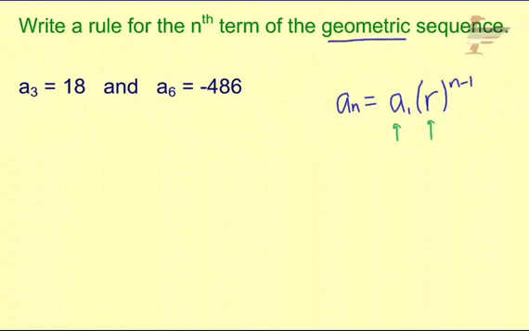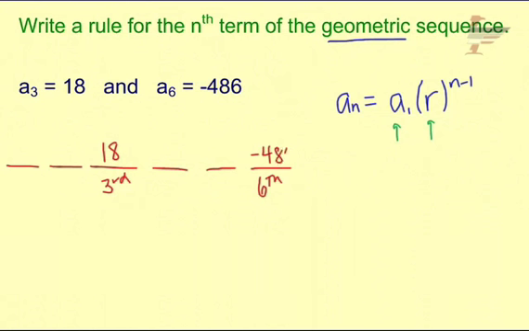So we look over here at what we know about our sequence, and we don't know the two things we need. They didn't give us the first term or the common ratio, so we have to find both of those. Now, there's a nice shortcut that works for this, and let's just talk about what this is going to look like. We know our third term is 18, and we know our sixth term is a negative 486.